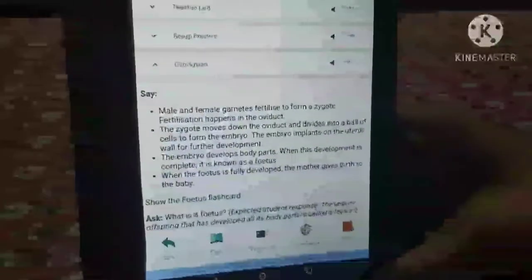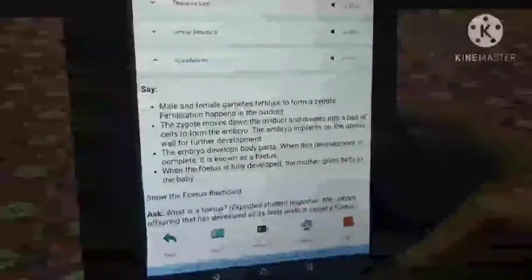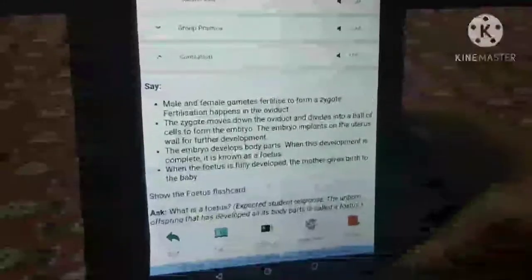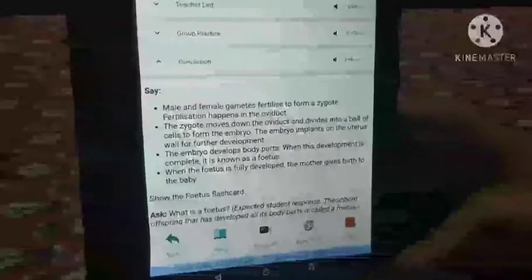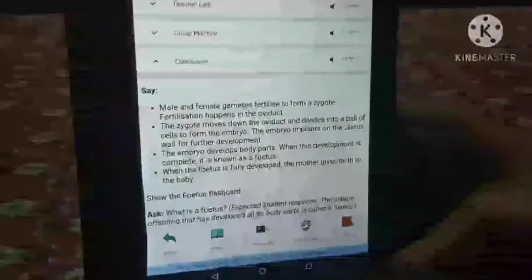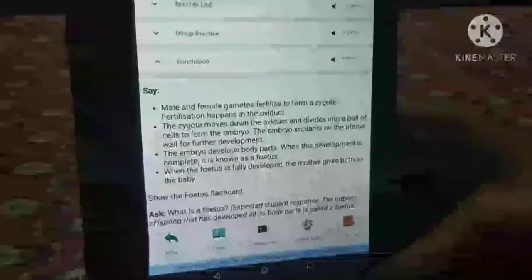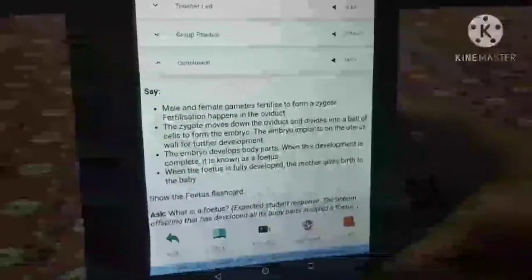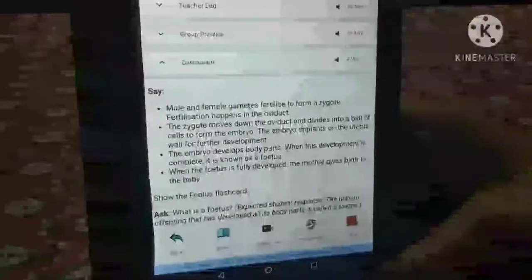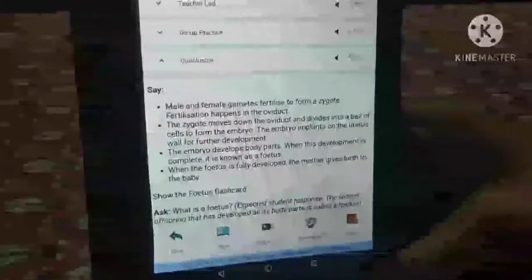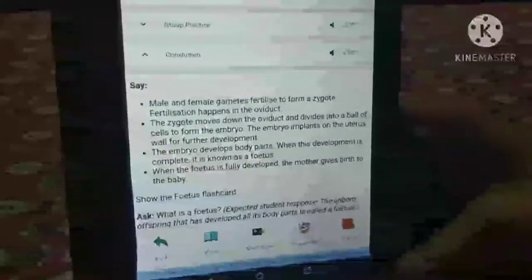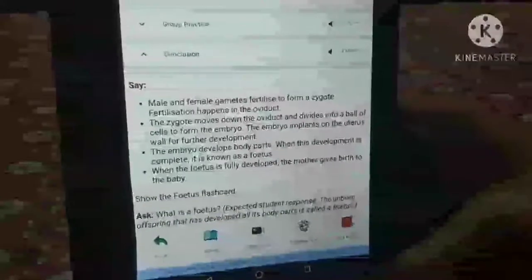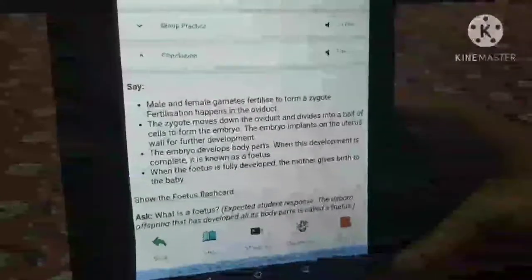Male and female gametes fertilize to form a zygote. Fertilization happens in the oviduct. The zygote moves down the oviduct and divides into a ball of cells to form the embryo. The embryo implants on the uterus wall for further development. The embryo develops body parts. When this development is complete, it is known as a fetus. When the fetus is fully developed, the mother gives birth to the baby.